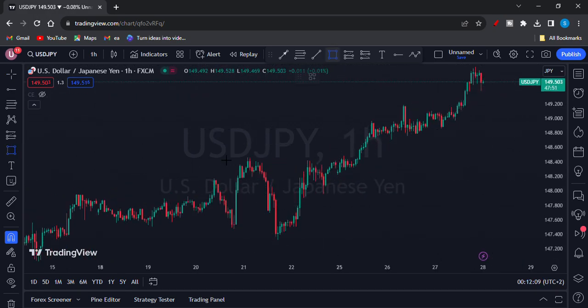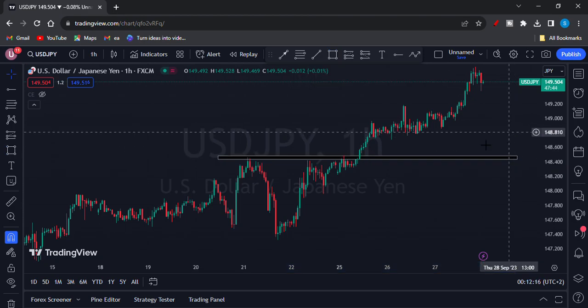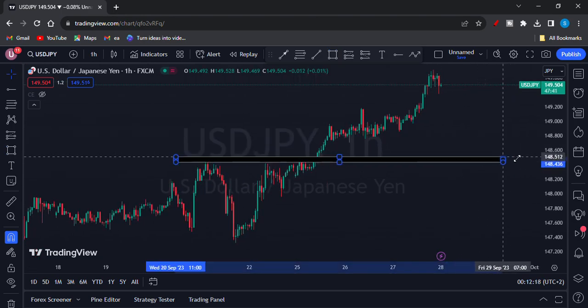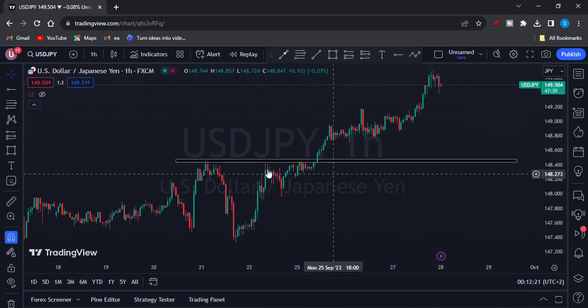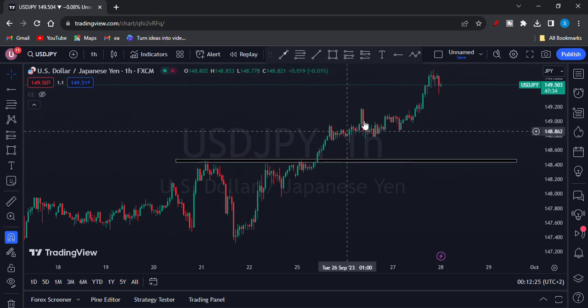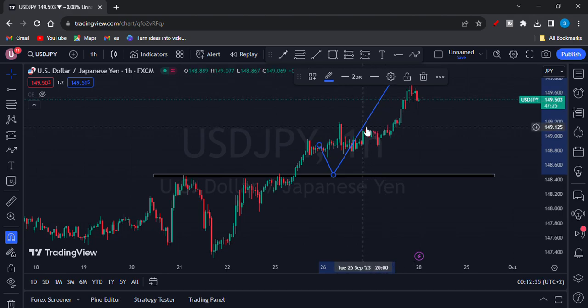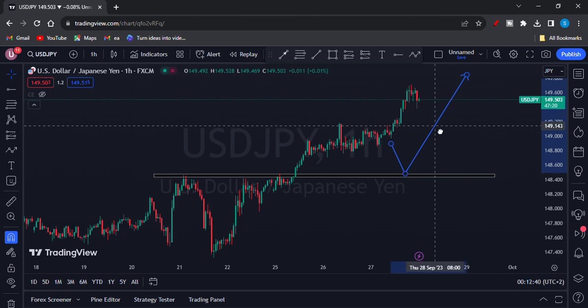So last time I had this resistance area right there, right here, and even right here. So we broke this. Day before I was expecting a retest around these areas and then push, and then that didn't happen, and even here, and then also even here, and that also didn't happen.